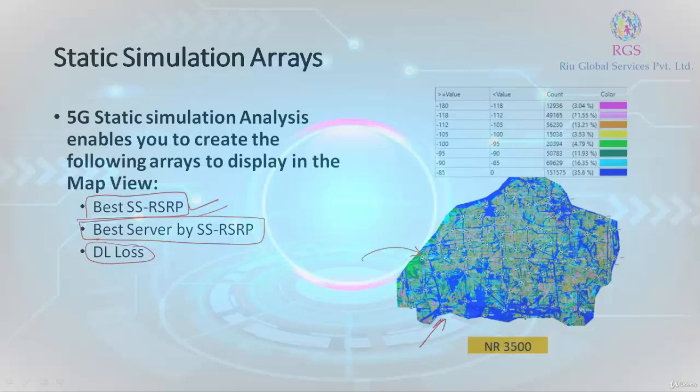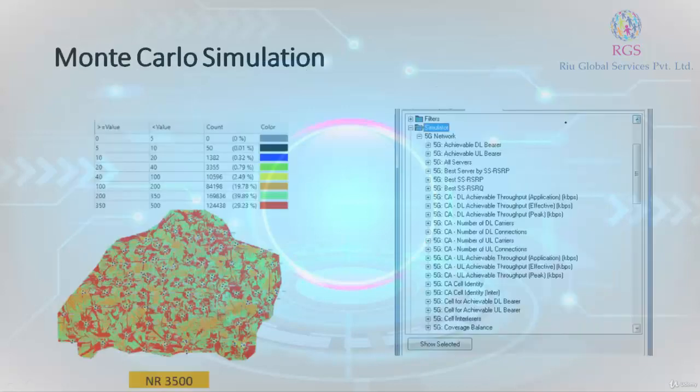Near to the sites, you will see dark blue coverage, and then when you move away, it will become bad or like that. So these are static simulations.